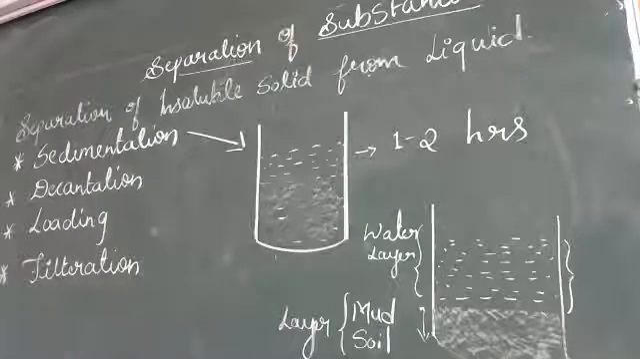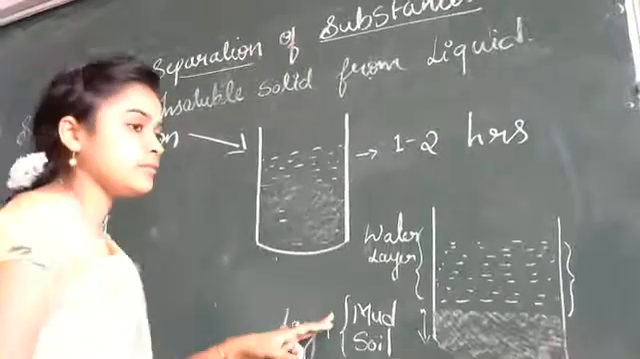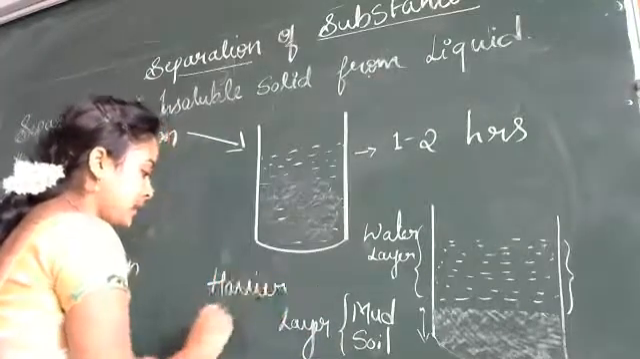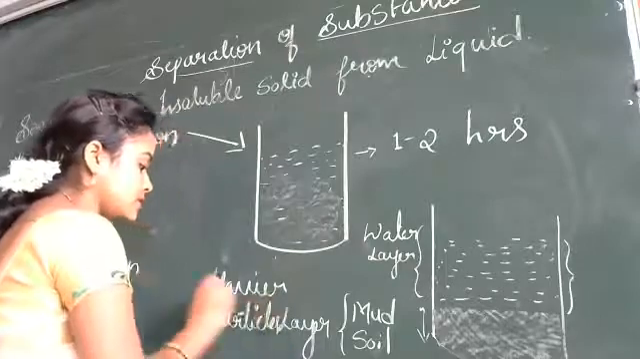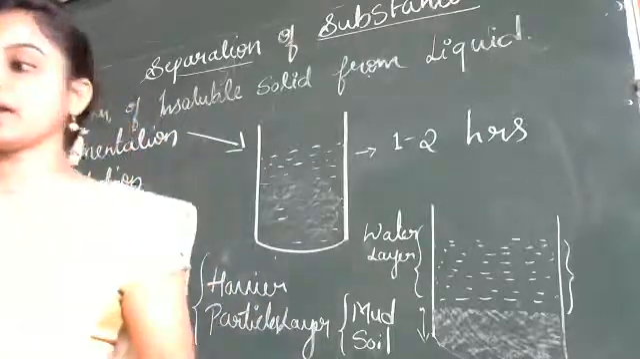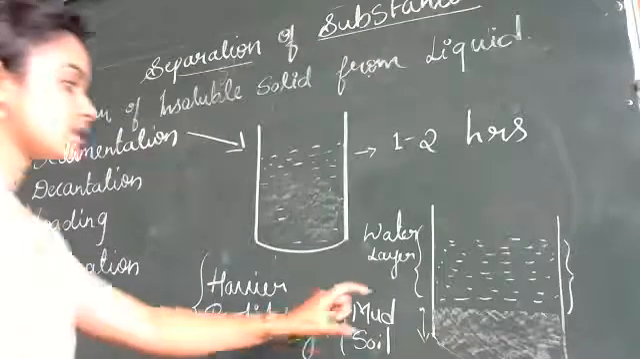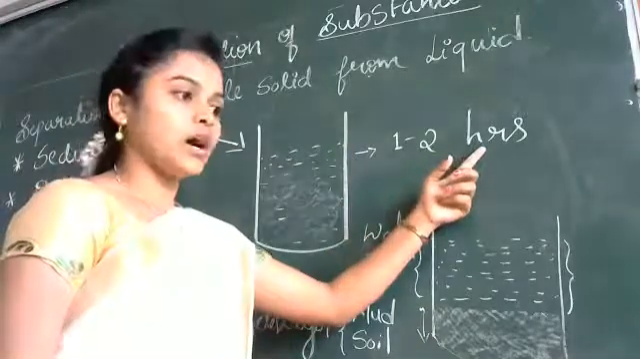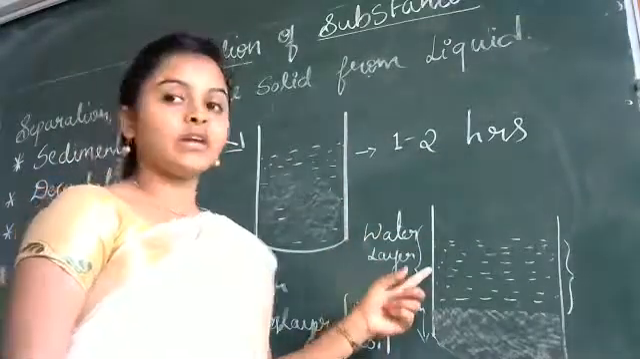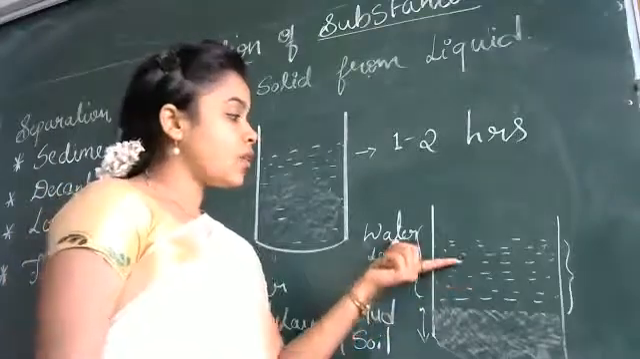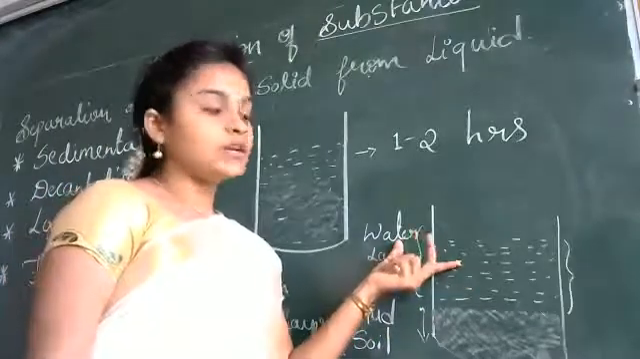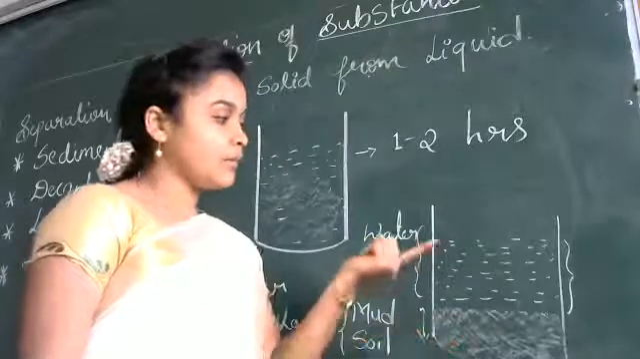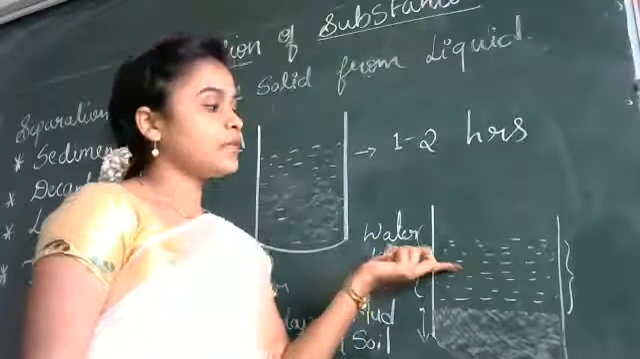Now here these soil or mud particles are called heavier particles. Heavier particles of soil will settle down at the bottom of the water after leaving it 1 to 2 hours. And at the top of this soil, we get water, because water is light in weight compared to the soil particles. Soil particles are heavy in weight compared to the water molecules.